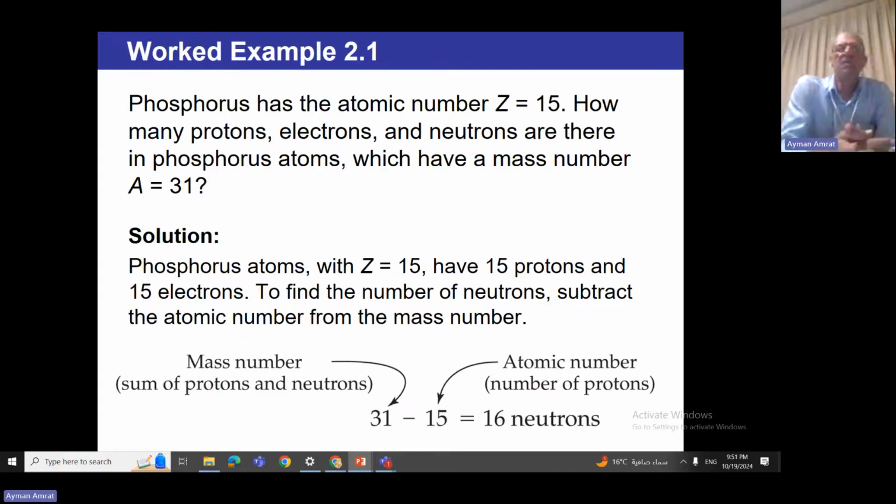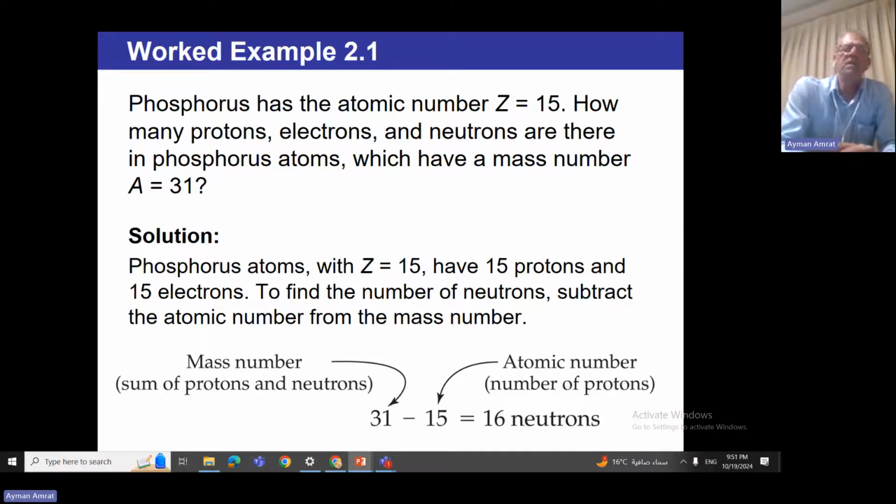Example, phosphorus has atomic number Z equal 15. This means there are 15 protons. How many protons? 15 protons. How many electrons for phosphorus? A phosphorus atom is uncharged, so the number of electrons should equal the number of protons. So there are 15 electrons in a phosphorus atom.